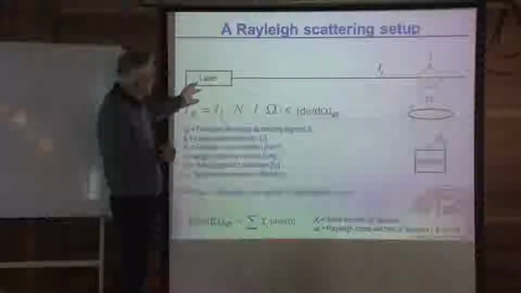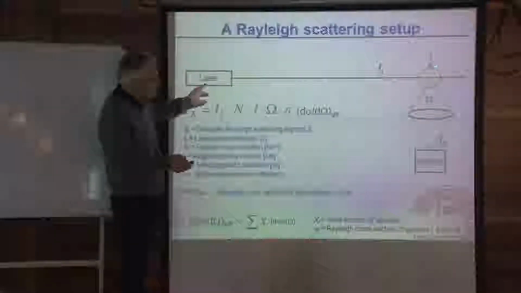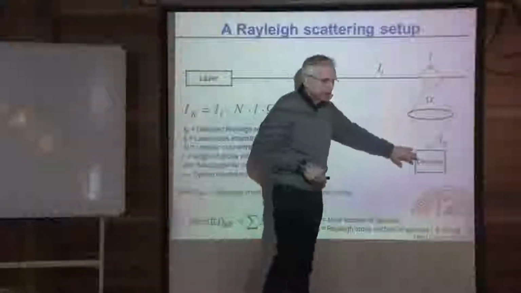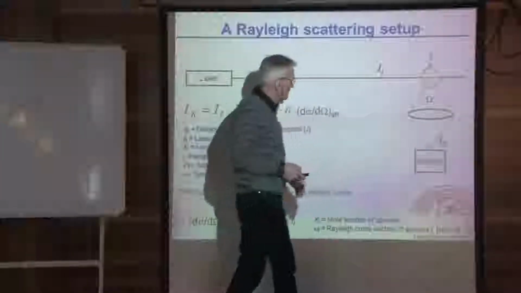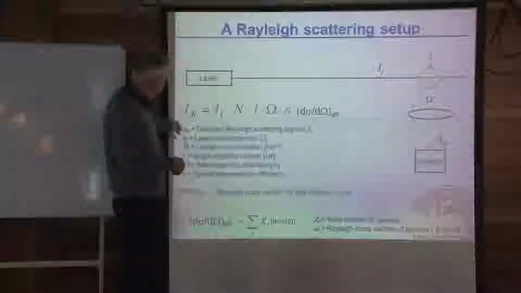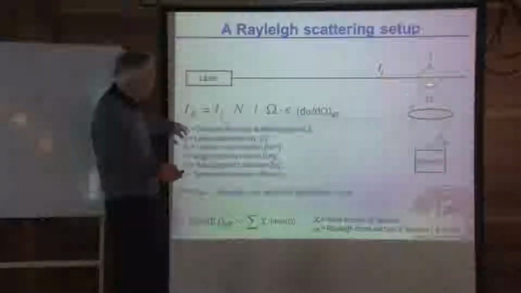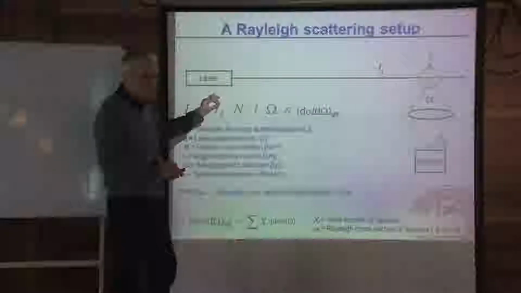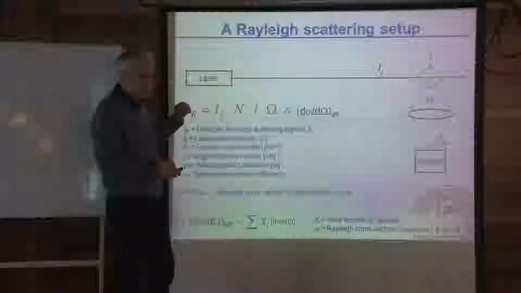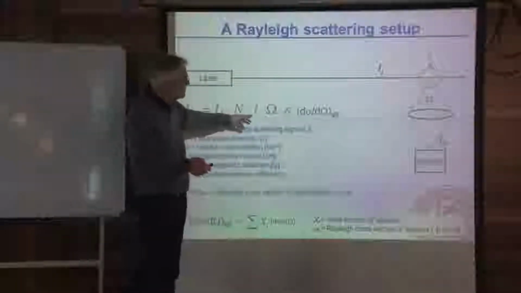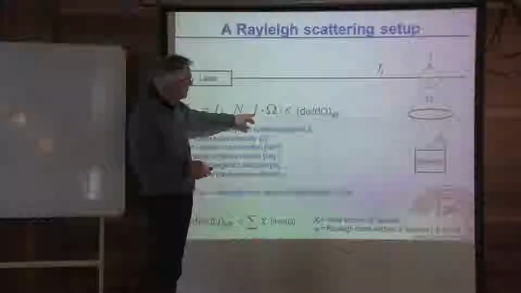You have a laser, as I said, at any wavelength. It illuminates your object, then you image that with a lens onto a detector. Very simple. And your signal is proportional to the laser intensity. It's proportional to the number of species. Remember this, the number of the scattering object. It's proportional to the length which you are averaging over.